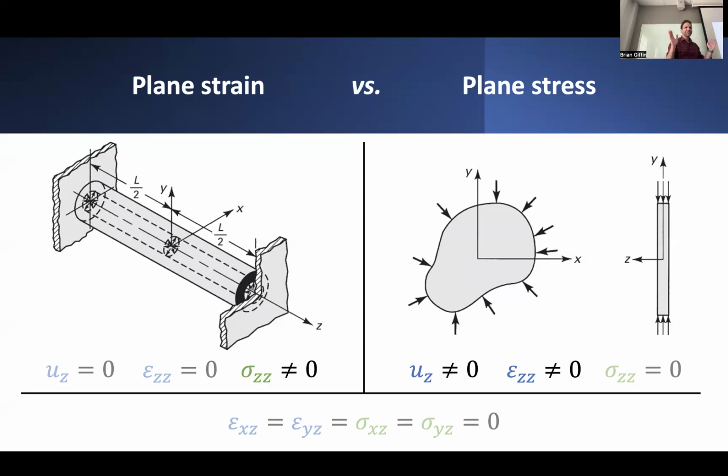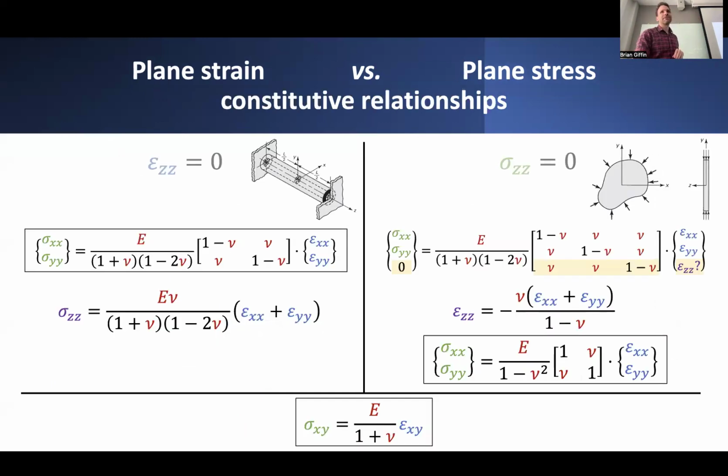Okay, so all those things hold, but in general, components of shear strain and shear stress, with the exception of the in-plane shear strain and stress in the XY plane, all of those other components will be zero. So we can reduce most of the problem's description into these kind of simplified two-dimensional descriptors.